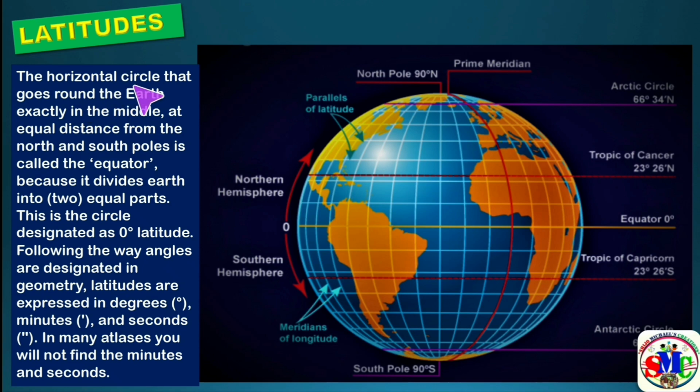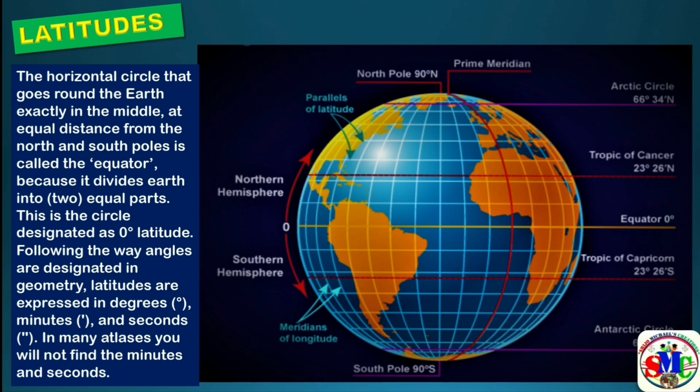Now let us have some more ideas about latitudes. The horizontal lines that go around the earth are known as latitudes. The horizontal circle that goes around the earth exactly in the middle, at equal distance from the north and south poles, is called the equator, because it divides the earth into two equal parts. This is the circle designated as 0-degree latitude. Following the way angles are designated in geometry, latitudes are expressed in degrees, minutes and seconds. In many atlases, you will not find the minutes and seconds.